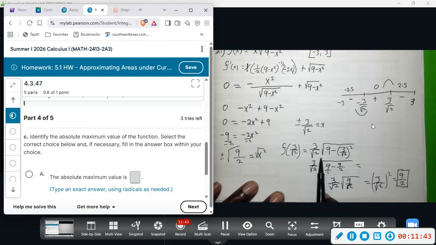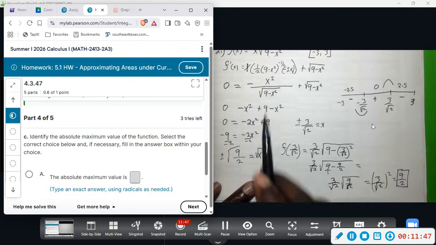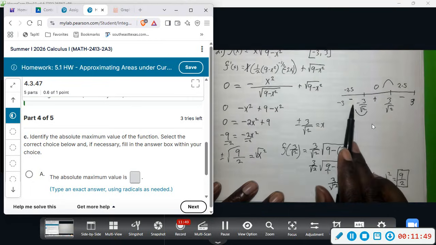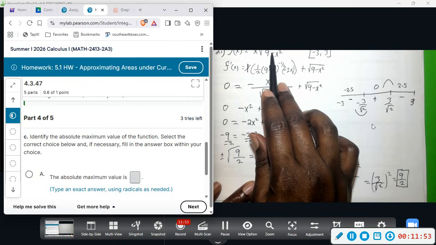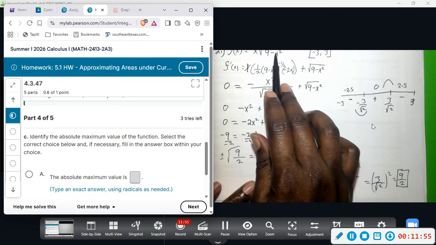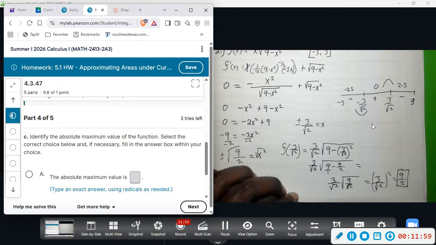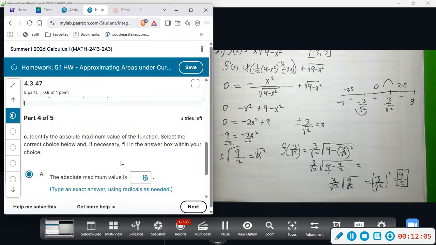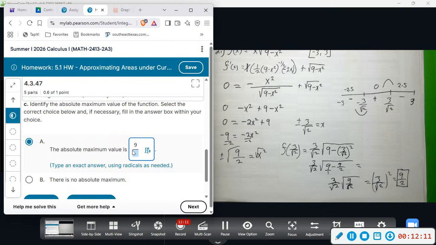If we were to plug in the -3 and 3, we would get 0, because when you square -3, it becomes positive, but 9 minus 9 gives me 0. Whole thing zeroes out. Same thing here. So 9 over 2 is going to be our maximum value. So the absolute maximum value is 9 over 2.